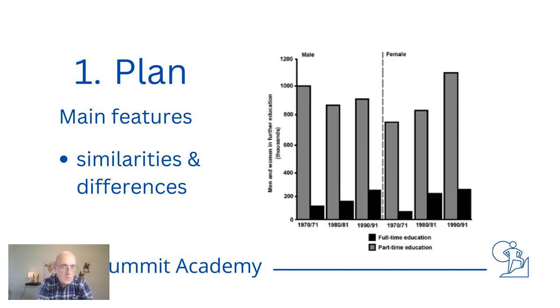And then I want to make sure that I notice any similarities or differences, because I'm asked to make comparisons. So it's clear, one of the things that's obvious here, that there's a lot more students, both male and female, that are in part-time education compared to full-time education. The numbers represented by the black bars, which is full-time education, are much smaller than the ones that represent the part-time education.